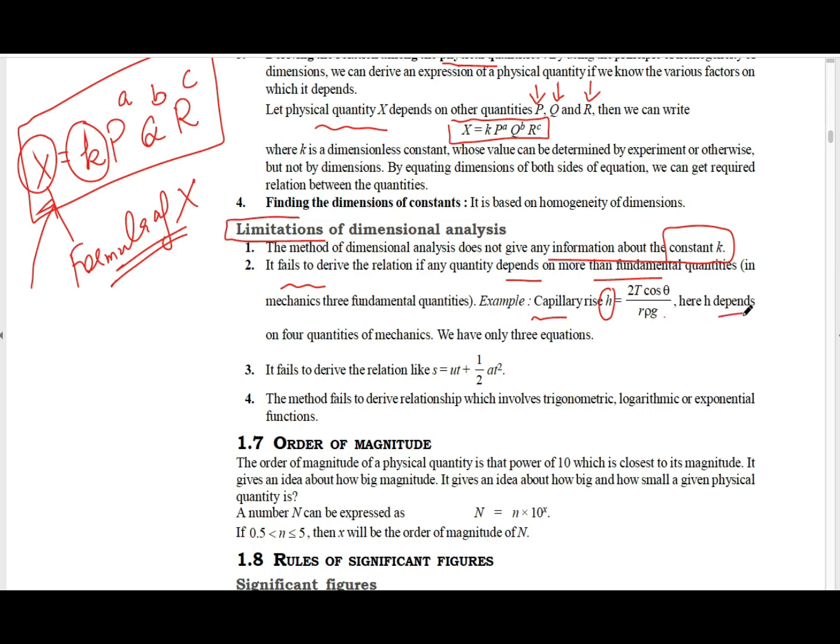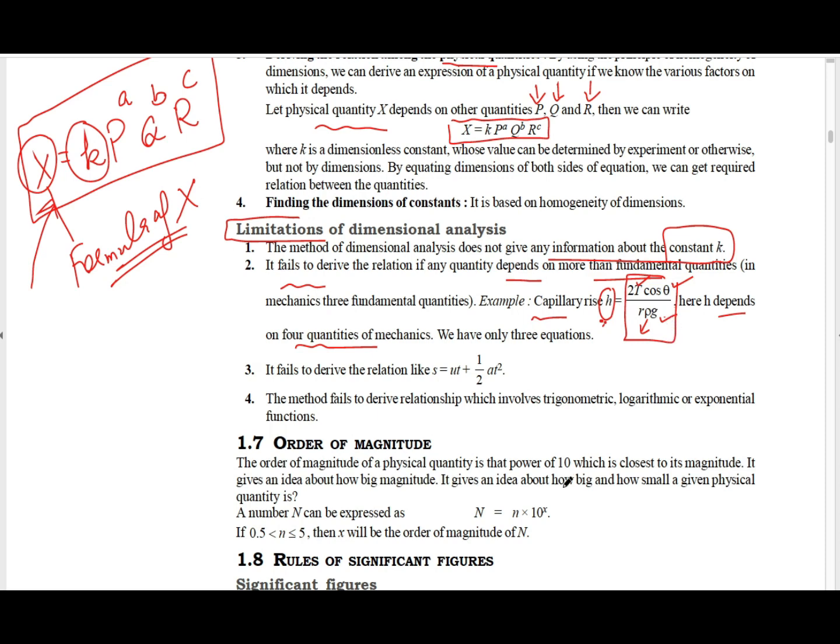Now here h depends on 4 quantities of mechanics. It depends upon T, it depends upon the angle, it depends upon g, it depends upon density. Now density, again, is a derived unit. So here we can only use the quantities which are fundamental quantities. Since there are some derived quantities, it is not possible to find the dimensions of this h using this formula.